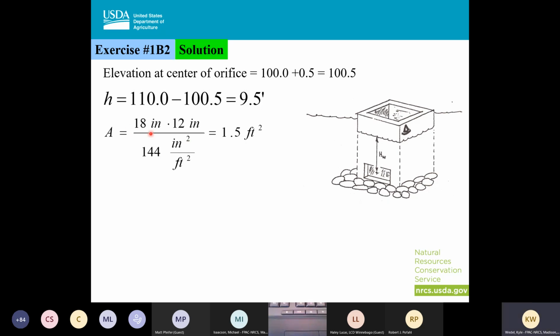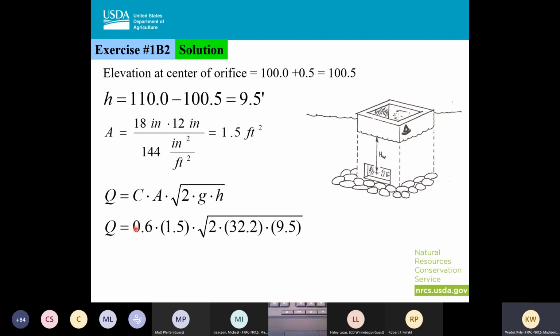Again, I'm going to take my height times my width of 18 times 12. That's going to get me in inches squared, so I have to divide it out by 144 to get to feet squared. And then again, my general formula, C is given again, A is 1.5, G is 32.2, and then we found out that H is 9.5. So I plug that into my equation and I come up with 22.3.